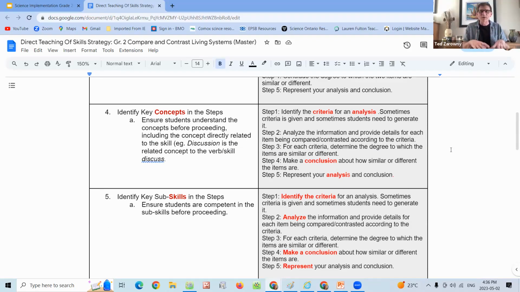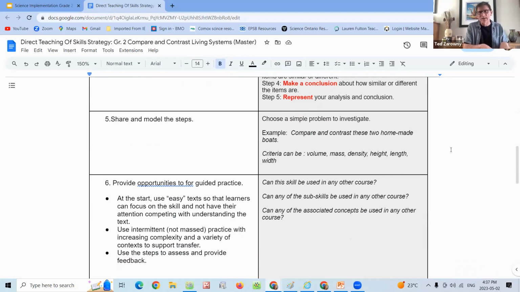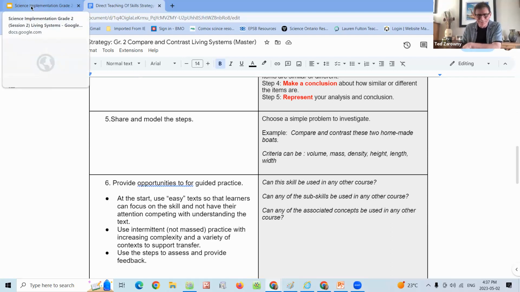But again, this is one strategy to use at the surface level to introduce the skill, to practice it, and to get kids familiar with it before you get them to use comparing and contrasting to demonstrate their understanding. So they're focused on the understanding and not on how to compare and contrast.